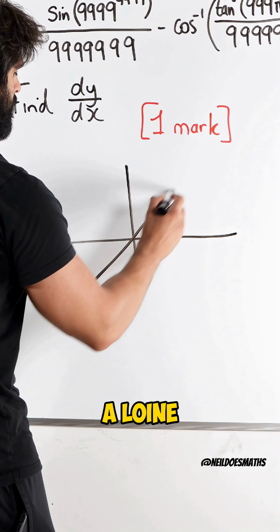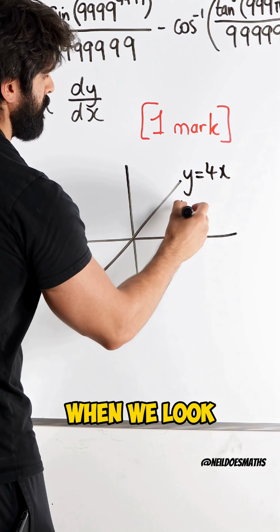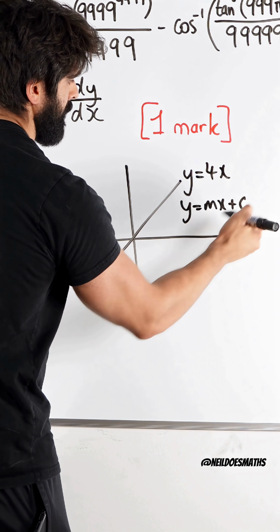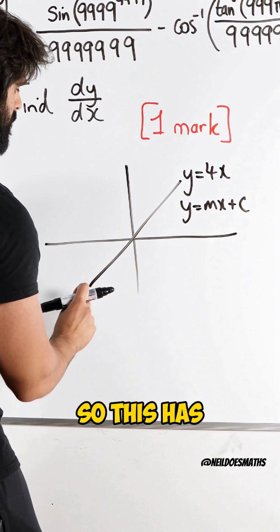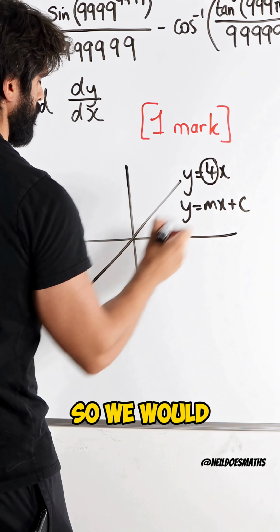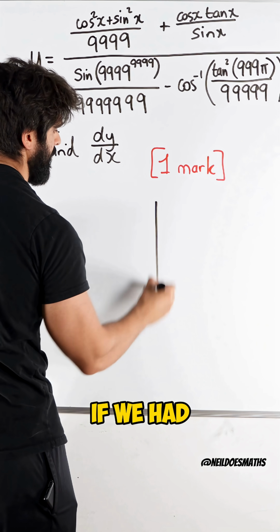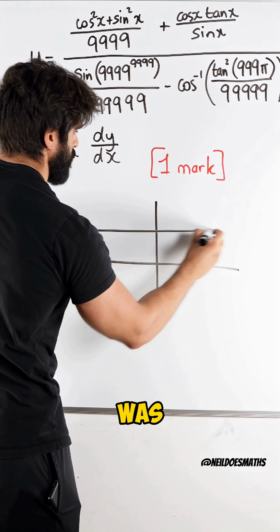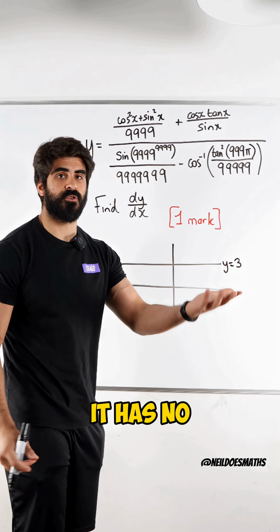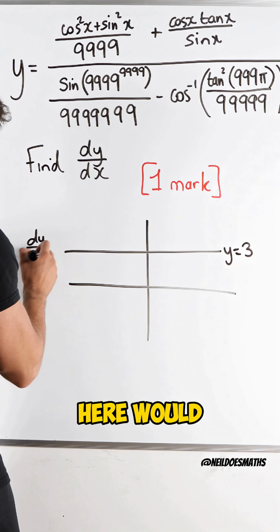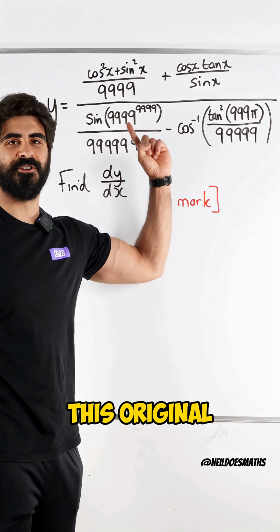So if I have a line in the form of y equals mx plus c, so this is y equals 4x, when we look at y equals mx plus c, this value here tells us the gradient of the function. So this has a slope of 4. So we would say dy by dx is 4. If we had a line that was horizontal, for example, y equals 3, then because it's flat, it has no gradient. The gradient function here would be 0. It has no slope.